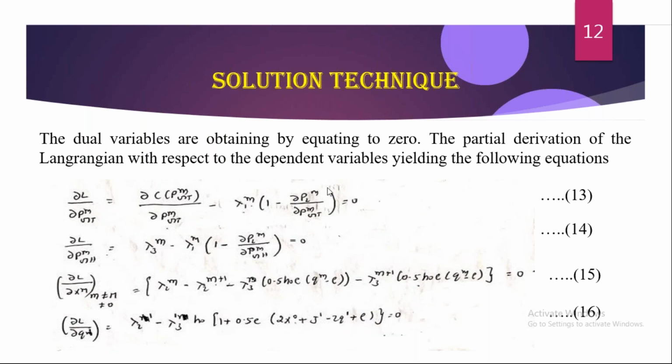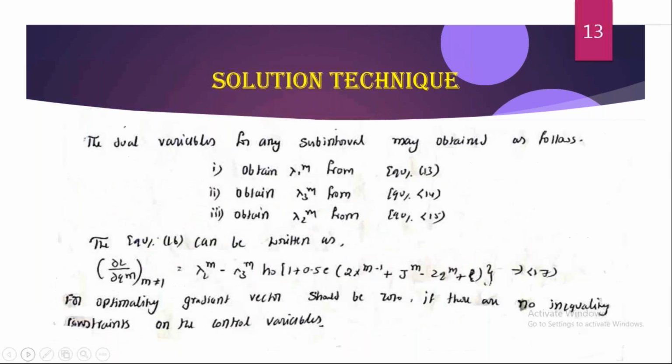Now we'll see how, among these four equations, we can find lambda 1, lambda 2, lambda 3. That is, for finding lambda 1 which equation we have to use, for finding lambda 2 which equation we have to use, for finding lambda 3 which equation we have to use. I will show you that. See here, the variables lambda 1, lambda 2, lambda 3. Lambda 1 can be obtained from equation 13.